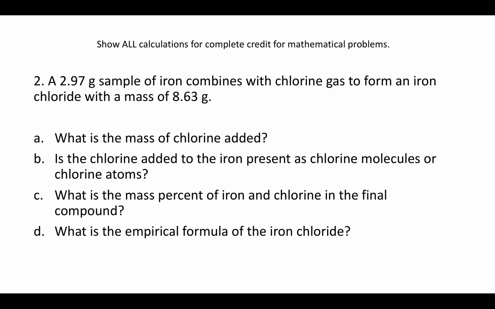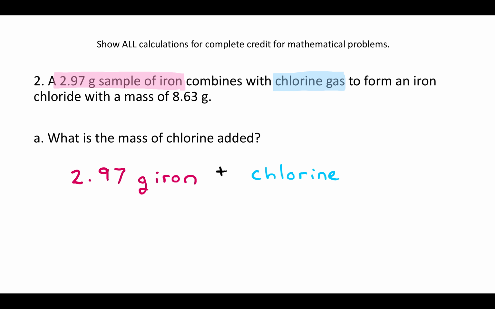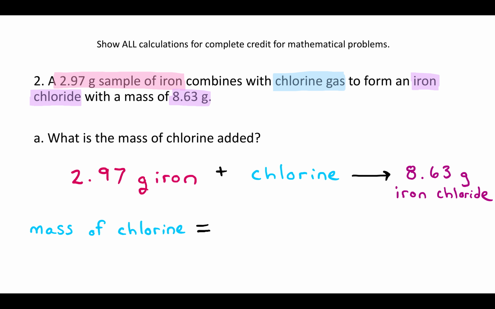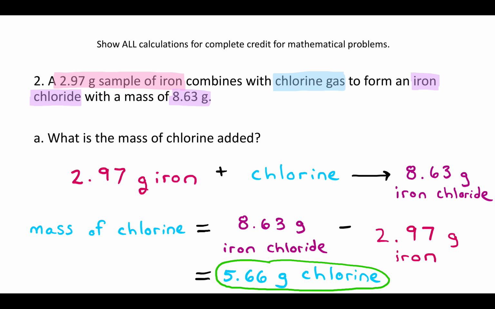So there are several parts to this question, and the first one is, what is the mass of chlorine added? Okay, so we know that we had 2.97 grams of iron, that we combined it with chlorine, and that we got 8.63 grams of iron chloride. So the mass of chlorine must be the mass of the iron chloride minus the mass of the iron, which is 5.66 grams of chlorine. And so that is the mass of chlorine added.